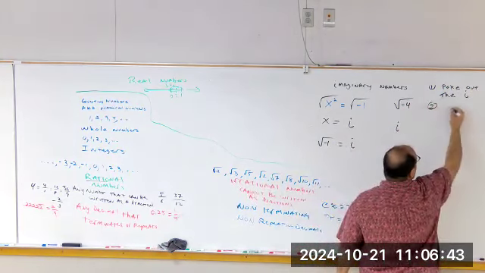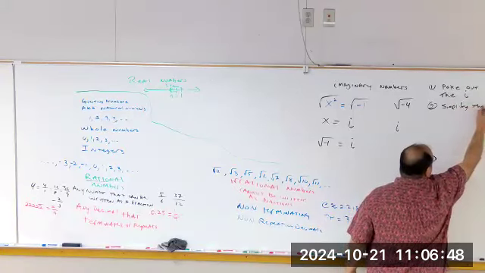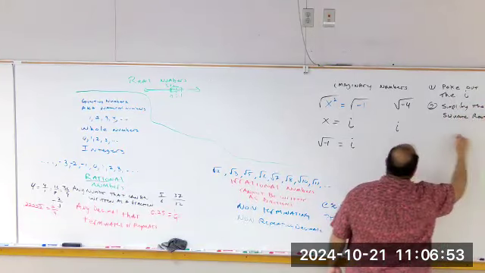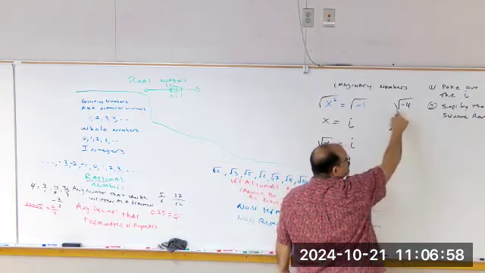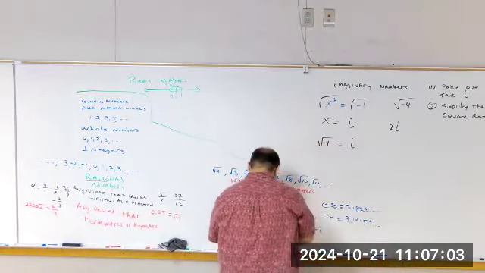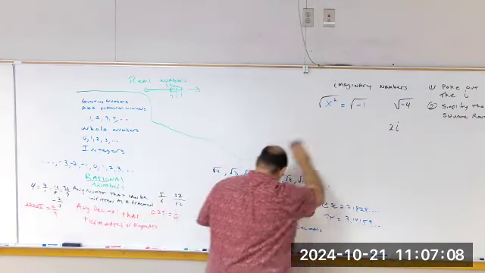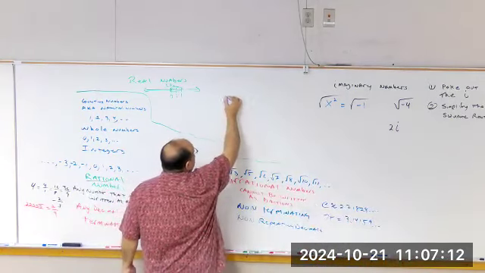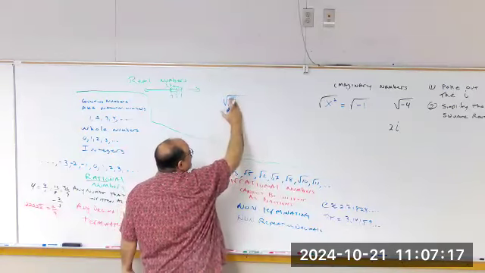And then you're going to simplify the square root. What's the square root of 4? 2. So the square root of -4 is just 2i. And here's why it happened. It's the square root of negative 25.